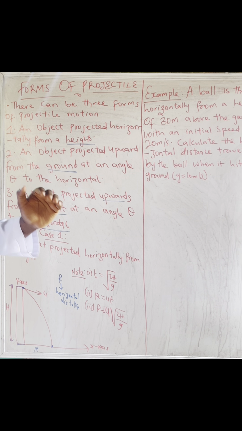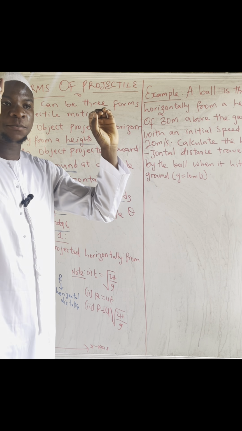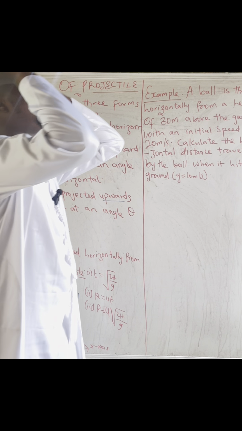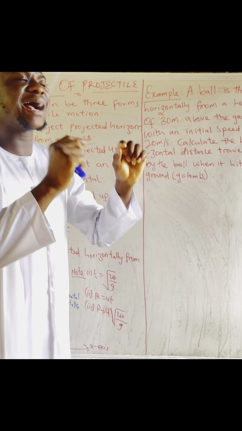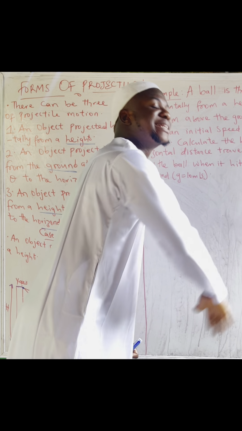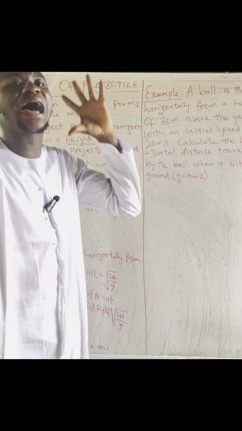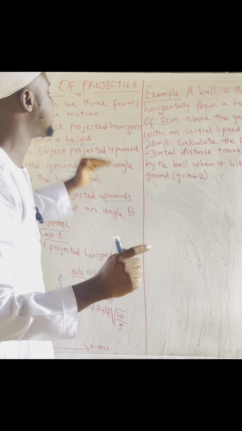A typical example of case 1 is, let's say you have a ball in your hand. The ball is placed at a particular height, then you throw the ball. As you throw, the ball is going to move horizontally down. The ball was projected at a particular height because you are throwing it with your hand at a particular height. So that is case 1.